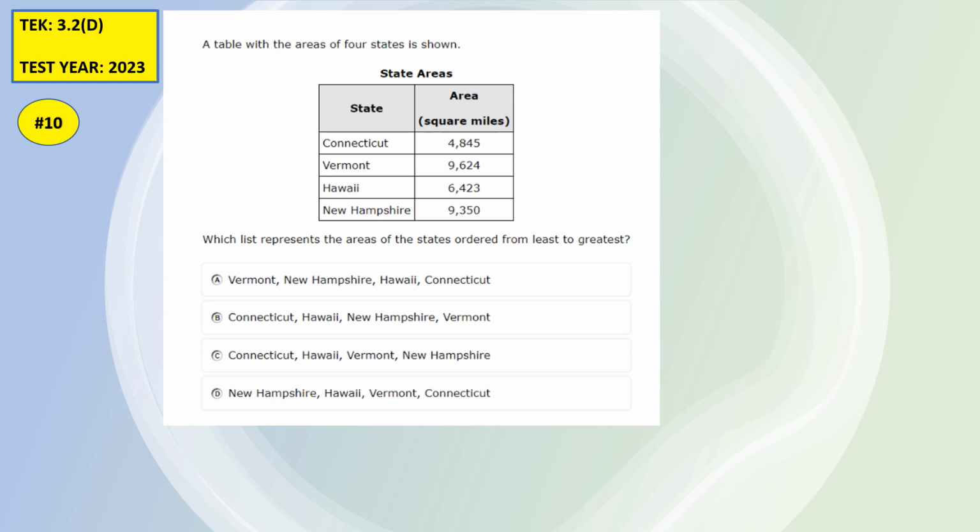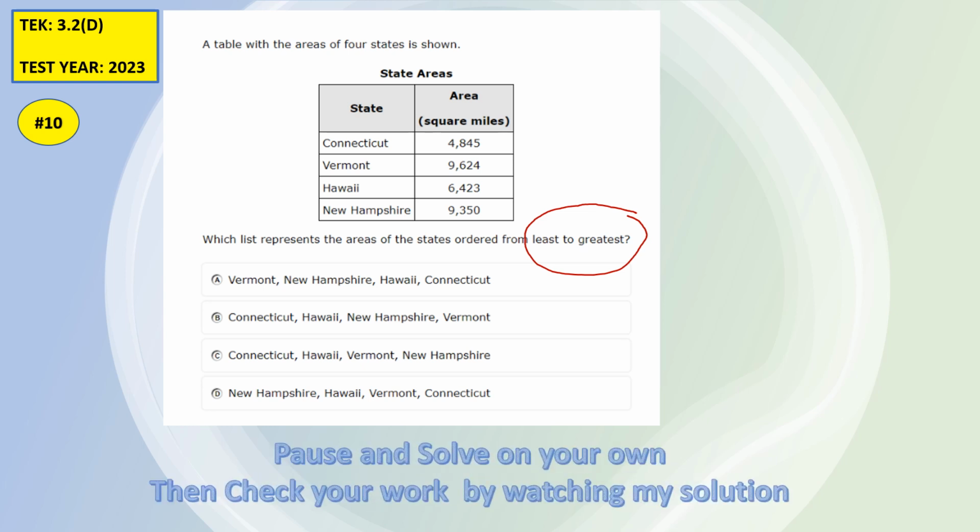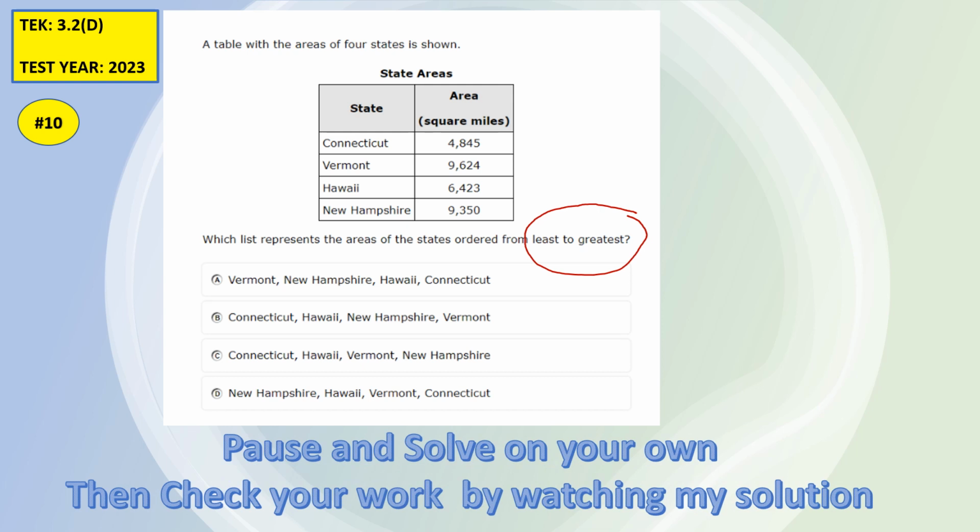Now, the question asks, which list represents the areas of the states ordered from least to greatest? Now, remember, least to greatest means smallest number to largest number. Go ahead and pause and solve on your own. Then check your work by watching my solution.